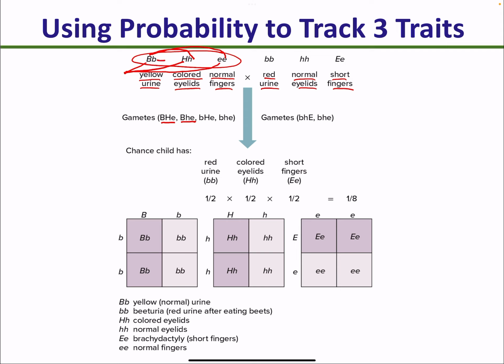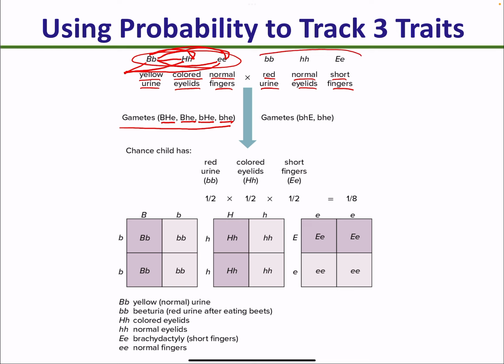So lowercase b, capital H, lowercase b, lowercase e. So we are right here. And finally, we have lowercase b, lowercase h, and lowercase b, lowercase e. We are right here. So what we do with this parent, we are going to do the same thing for this parent.